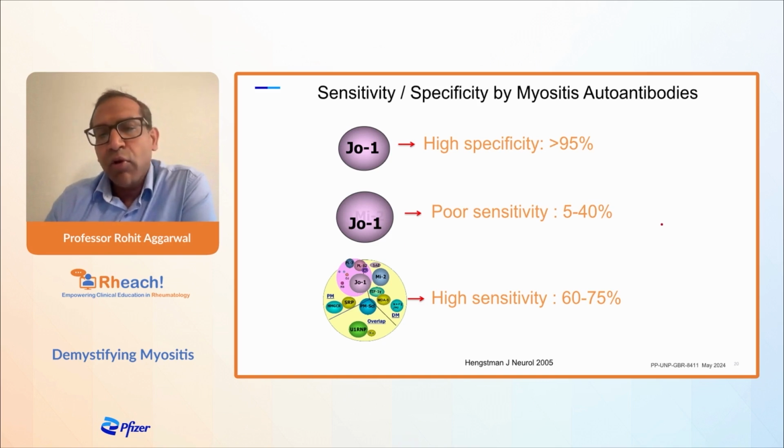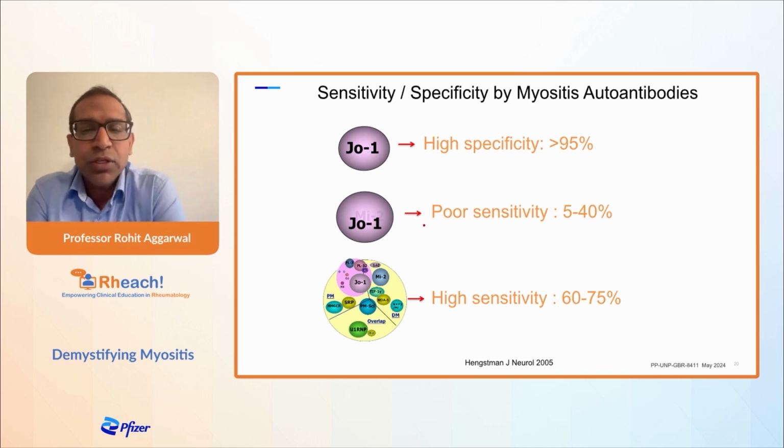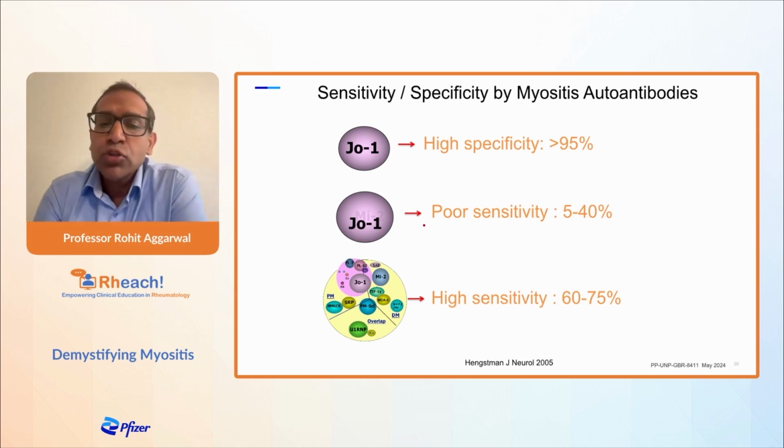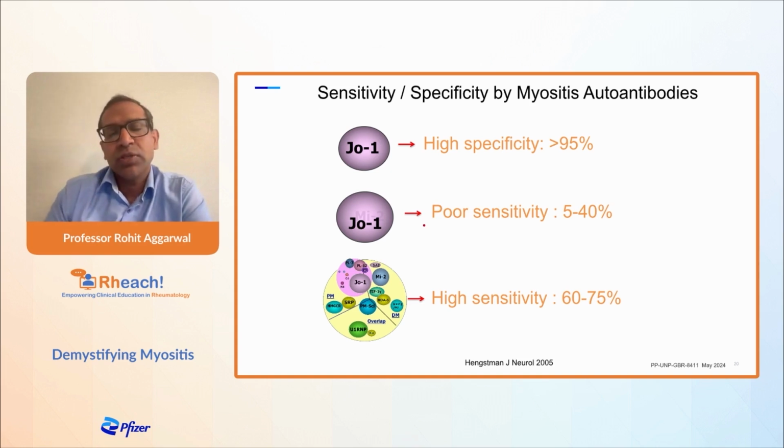Another important point I've already made is these autoantibodies are highly specific. For example, Jo-1 has more than 95% specificity for having myositis. But each one of them is very poorly sensitive. That means even the most common antibody, which is Jo-1, has the highest frequency of around 5 to 40%. So if you just test one antibody, it's not good enough. You have to test the whole panel. And when you test the full panel of myositis antibodies, the sensitivity increases from 60% to 75%, depending on which lab you're following.